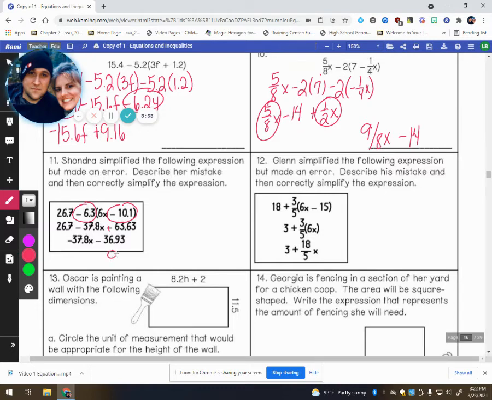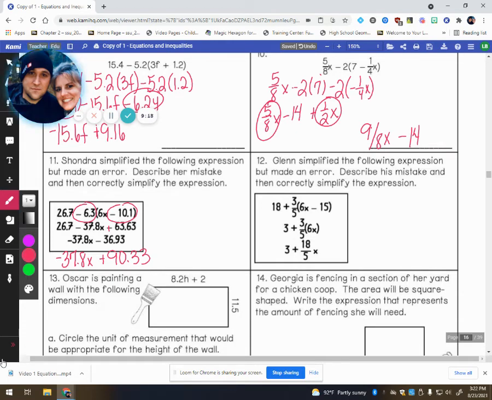So this should be 90.33, a positive, and -37.8x. Now, I'm not going to take the time to write it out, but I expect you to. You need to write that she forgot to distribute the negative to the second term in the parentheses. So the correct expression is the following.